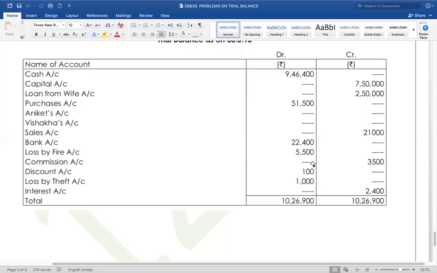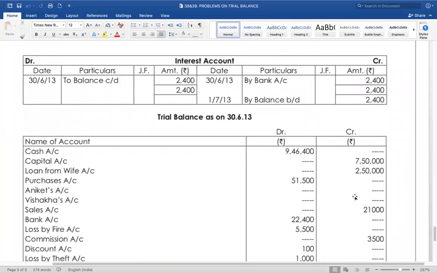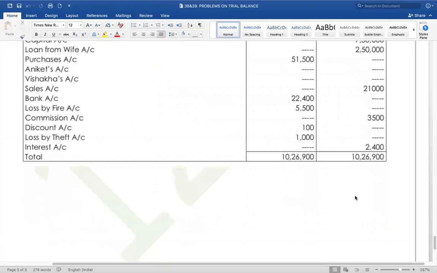Okay, 100. Now add all the items of the debit column. It is 10 lakhs 26,900. And if you take the total of credit, it should also be 10 lakhs 26,900. If it is not, something is wrong. But if in spite of that you are not able to check and verify, then transfer the gap to suspense account. That's it. End of trial balance. This is how you have to do the trial balance.